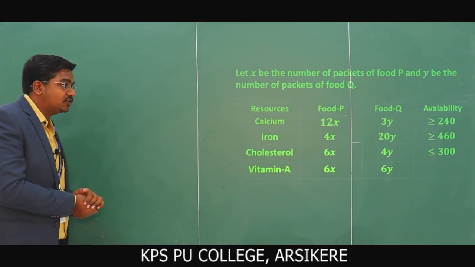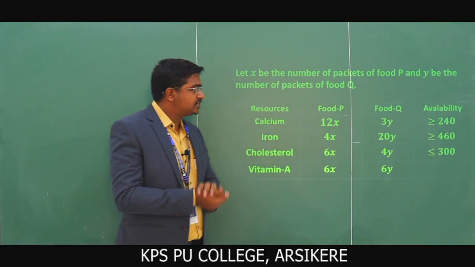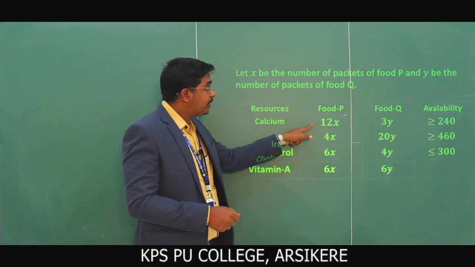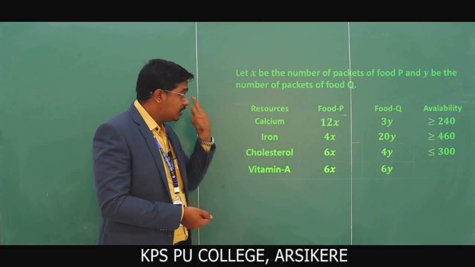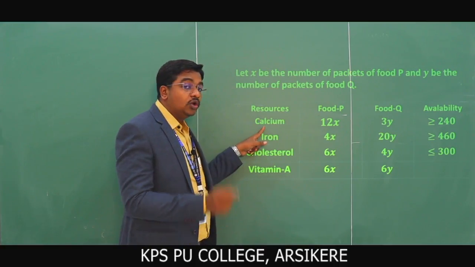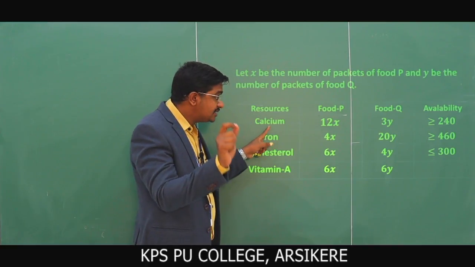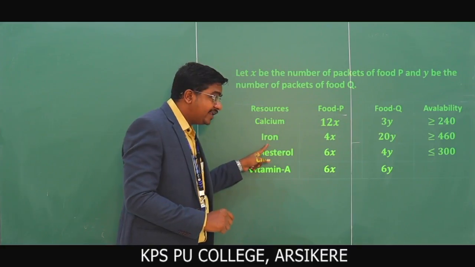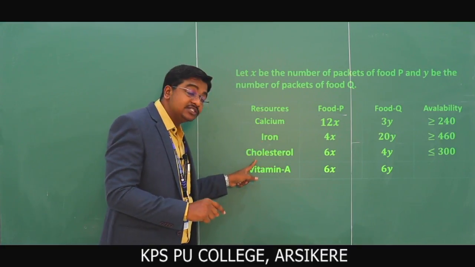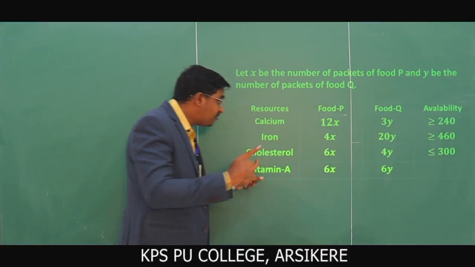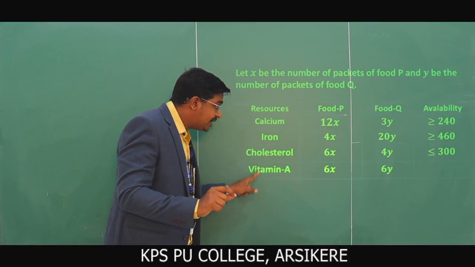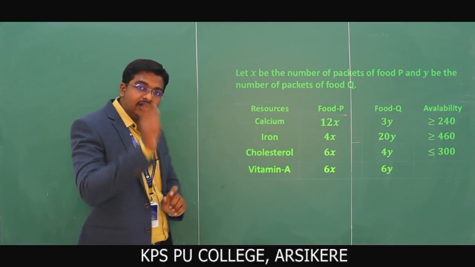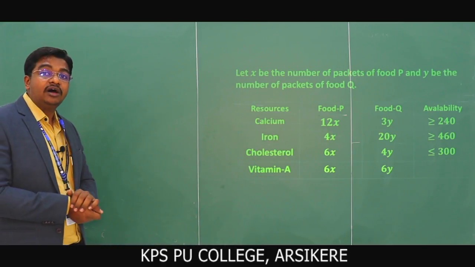Similarly for food Q, we have taken y packets of food Q. To develop food Q, it requires 3 units of calcium, that becomes 3y, 20 units of iron, that becomes 20y, 4 units of cholesterol, that becomes 4y, and 6 units of vitamin A, that becomes 6y. And also given are the restrictions or availability.